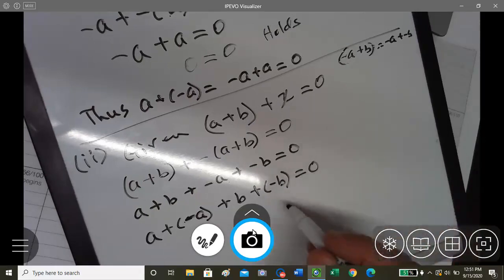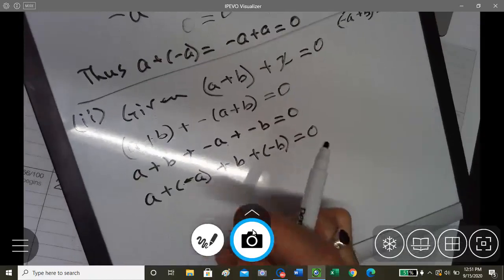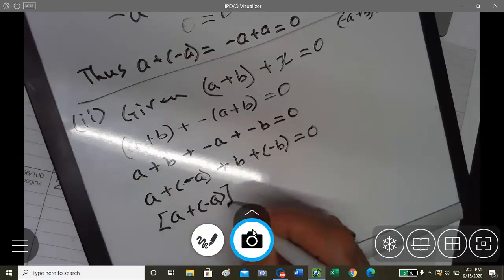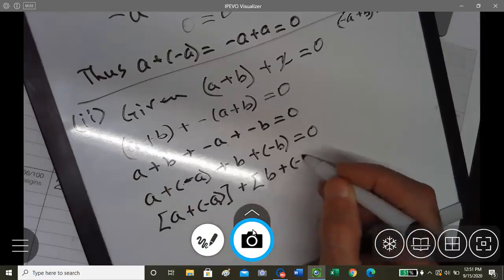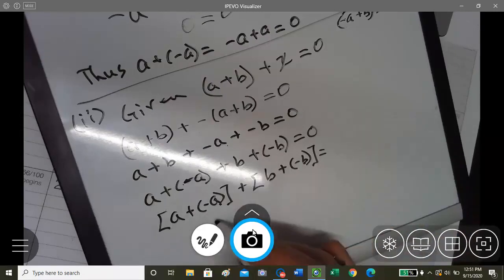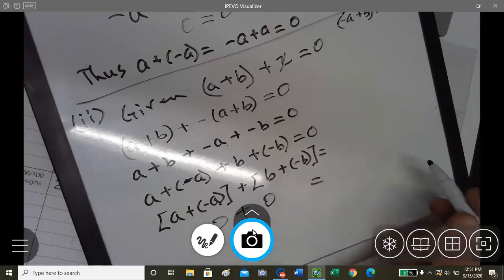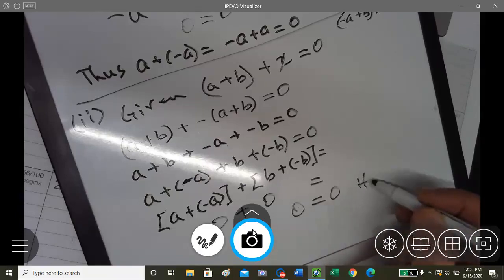And well, now we know that if we group these together, a plus negative a, and then b plus negative b: a plus negative a, that's 0. And b plus negative b, that's 0. And so 0 plus 0 is 0. And so it holds.